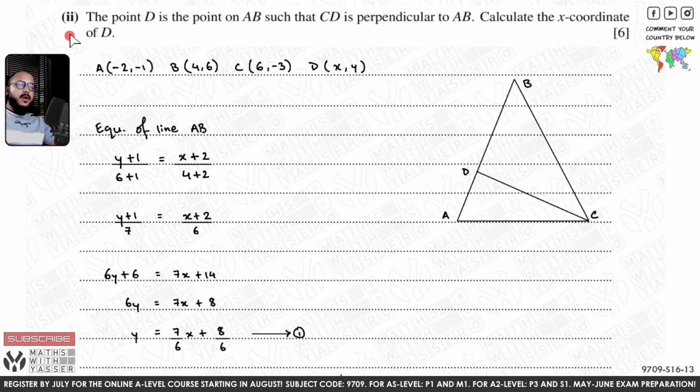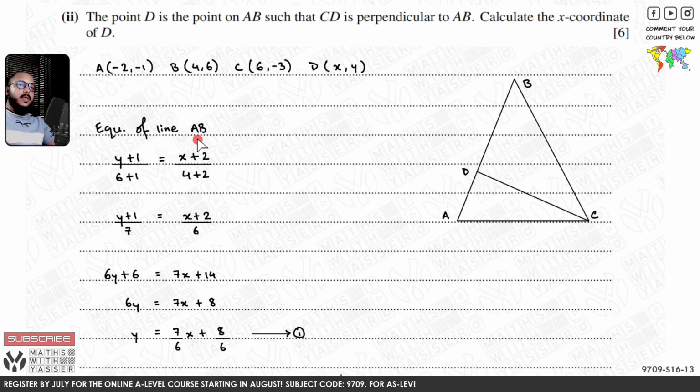Now let's move on to the next part of the question, which says that the point D is the point on AB such that CD is perpendicular to AB. We need to calculate the x coordinate of D. So these are the points, and let's draw a triangle. This is ABC, where AB and BC are of equal length, and the line CD is perpendicular to the line AB. Let's consider the point D to be x and y, because that is unknown, and we have to find the x coordinate only for the point D.